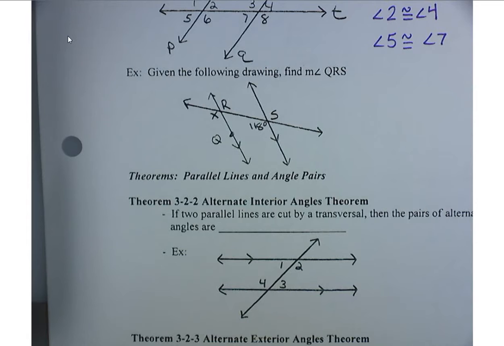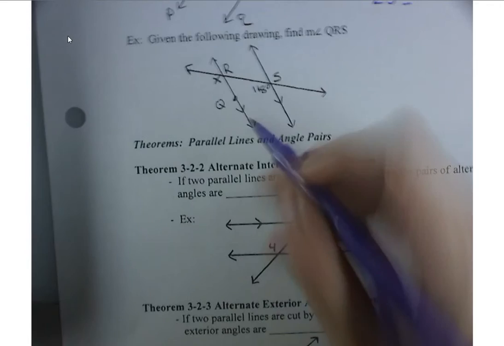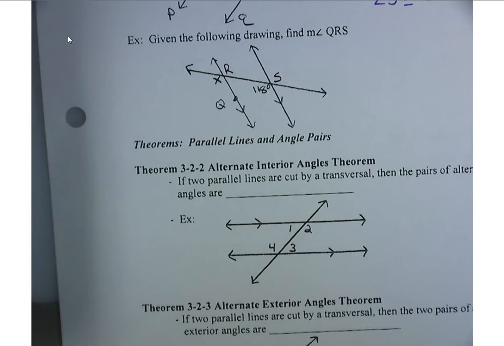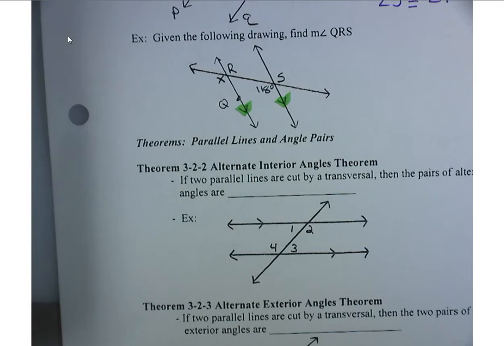Okay, and then it says, given the following drawing, find the measure of QRS. So this is how we can use the postulate to find the value of different things in a diagram. So they give us X. Notice here, see how those are marked parallel? Right here, here's your parallel symbol. If they're marked parallel, that's when you know you have corresponding angles. And corresponding angles, what's the relationship? They're congruent.